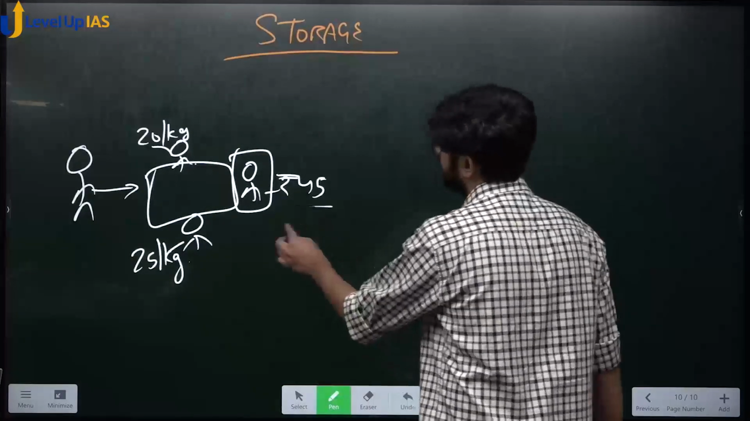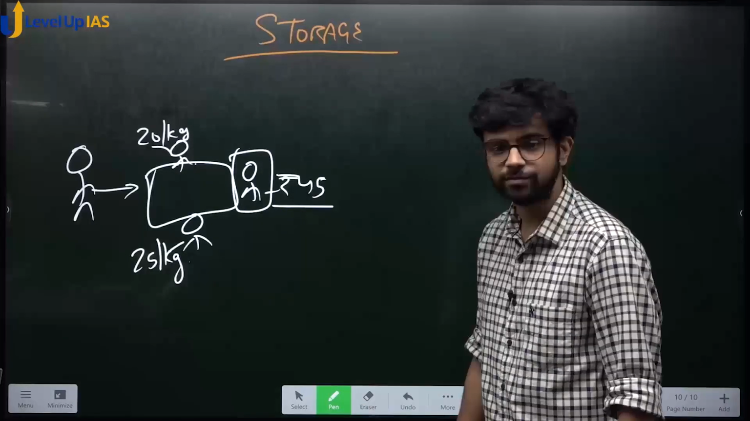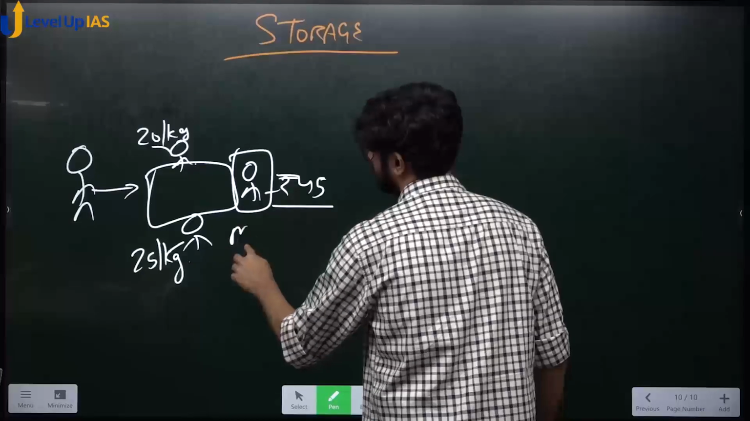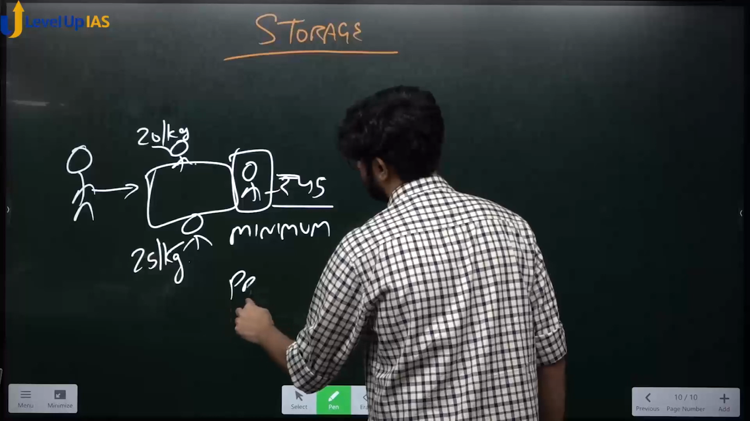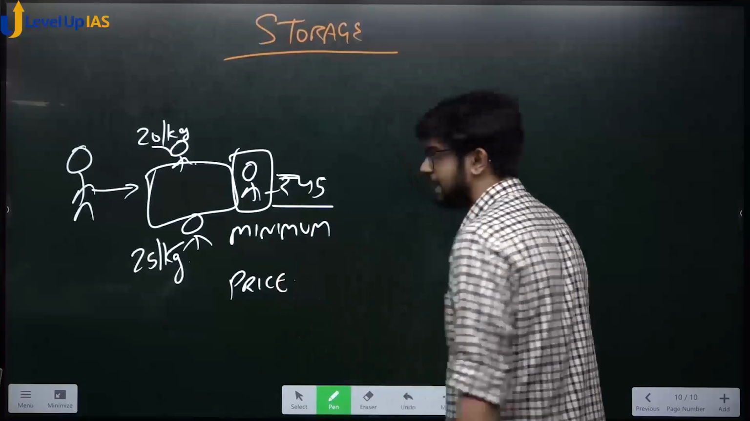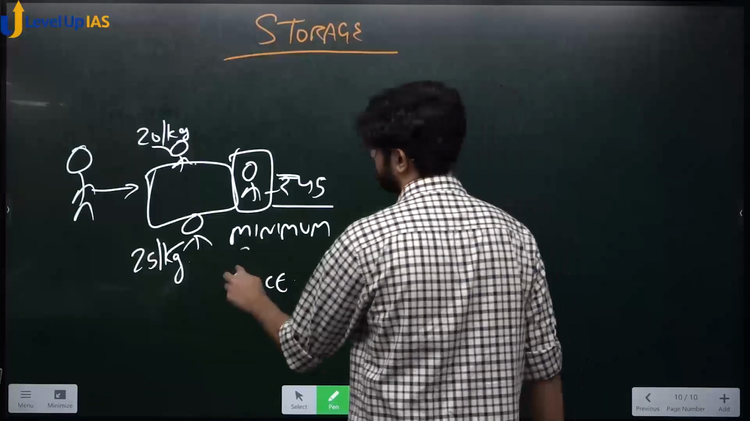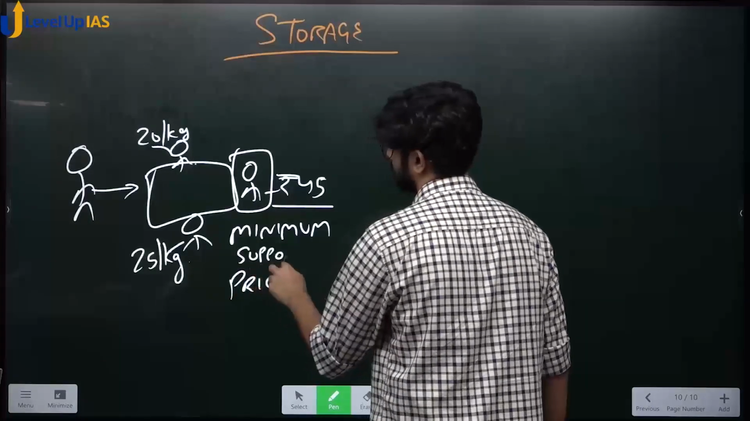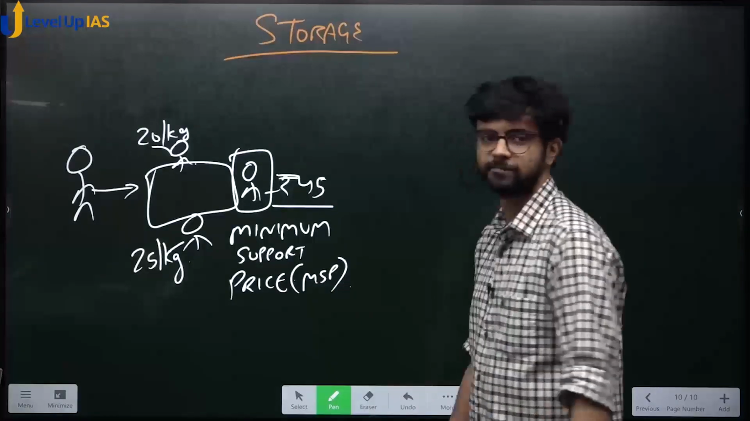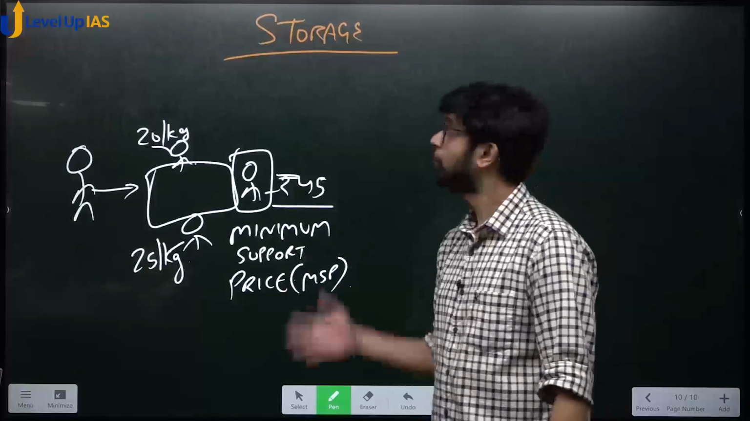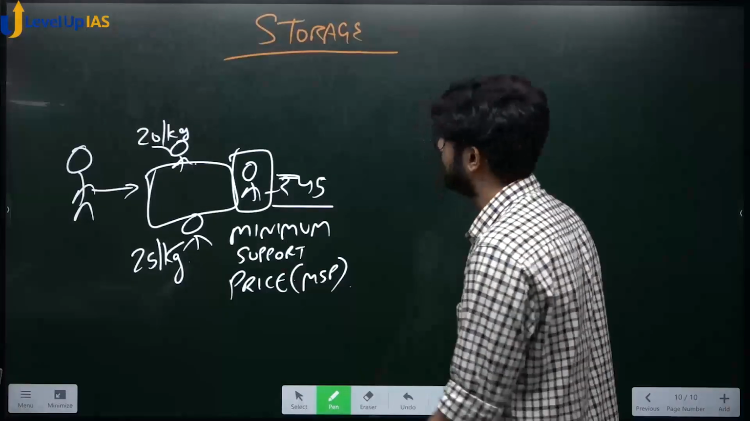ठीक है? Can I say this is the minimum price which the government has to give? Minimum price, है ना? Is it providing a support to farmers? Income support? समझा? Before storage, I want to show you this chart because it is very important.